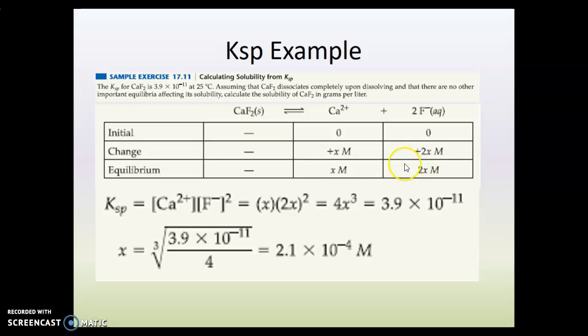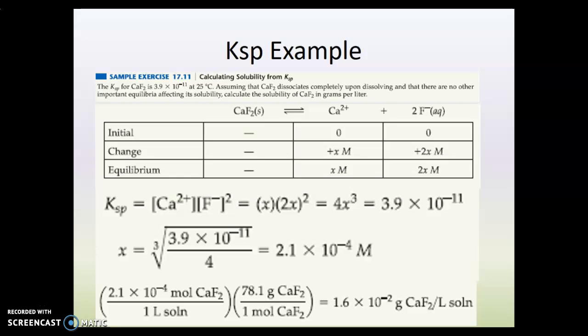So then you set up your KSP, and that's X, the calcium ion concentration, times 2X, the fluoride ion concentration, squared, right? If you square 2x, you get 4x squared, times x gives you 4x cubed. Then you take your number here, divide it by 4, take the cube root of that, and you get 2.1 times 10 to the minus 4th molar. So that is your molar solubility for calcium fluoride.